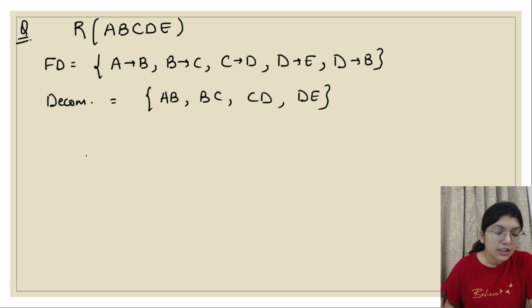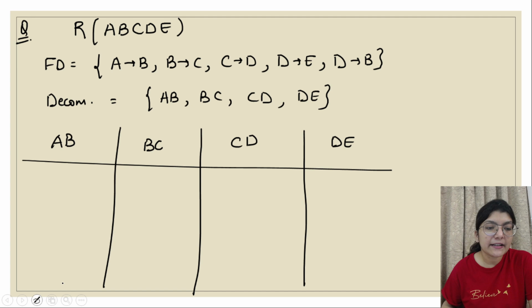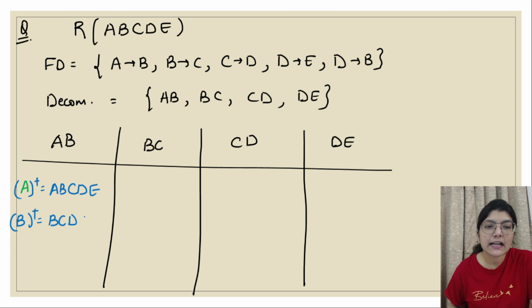So what you will do is find the dependencies of all these sub relations. First we have AB, then BC, then CD, and then DE. We will find the dependencies from these sub relations. If I take the closure of A, from this functional dependency set I will get A, B, C, D, and E. And if I take the closure of B, I will get B, C, D, E.